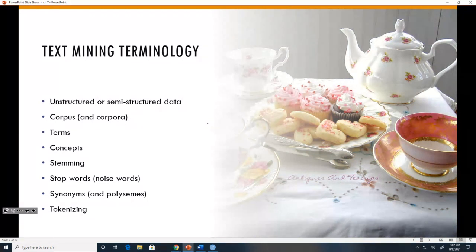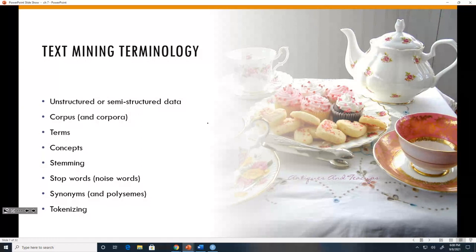So a term is a word or phrase taken from the corpus using natural language processing, which we'll talk about in a few minutes. Concepts are the features created by analyzing a collection of documents through either manual, statistical, rule-based, or some hybrid of those methodologies, leading to a higher level of abstraction.